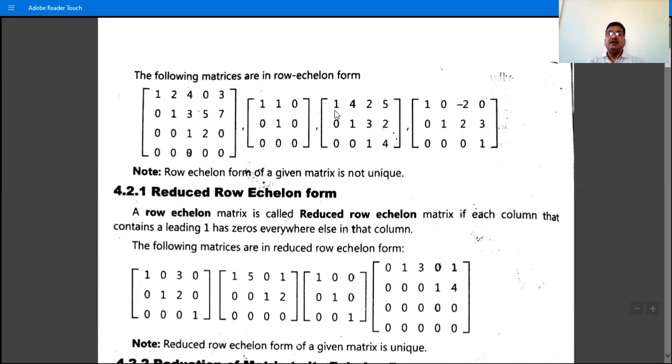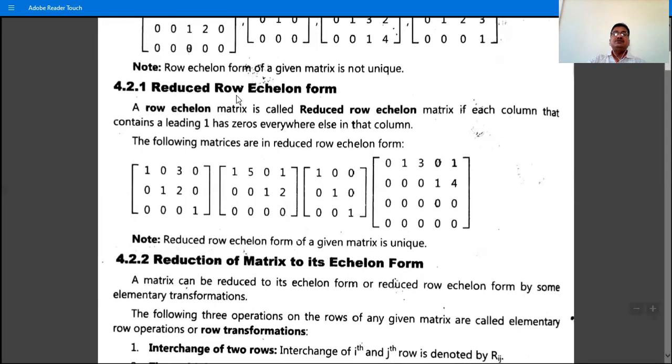And so these are the examples of row echelon form. And the note is: the row echelon form of a given matrix is not unique. That is, if we have the row echelon form of any matrix, then the answer is not unique. The row echelon form of any matrix depends on your procedure. That is, the two answers of a row echelon form of a single matrix may be different.